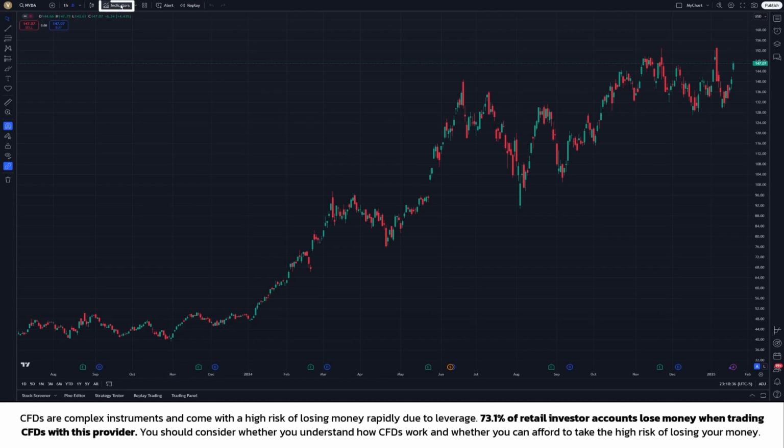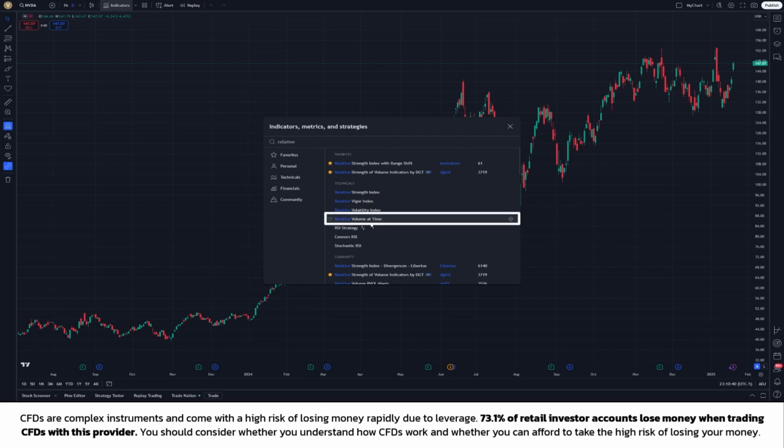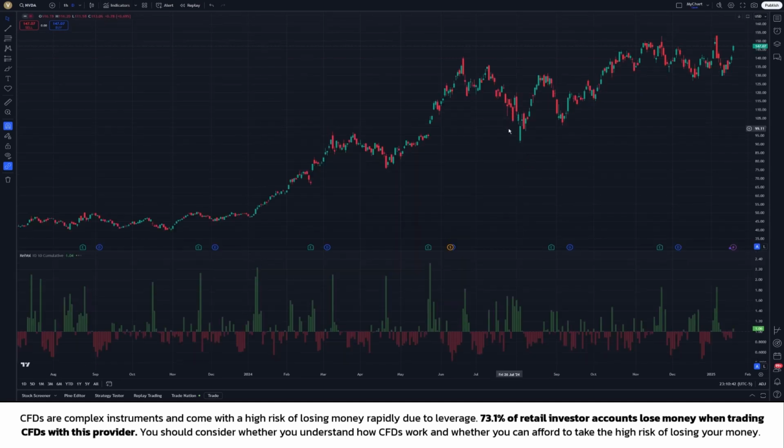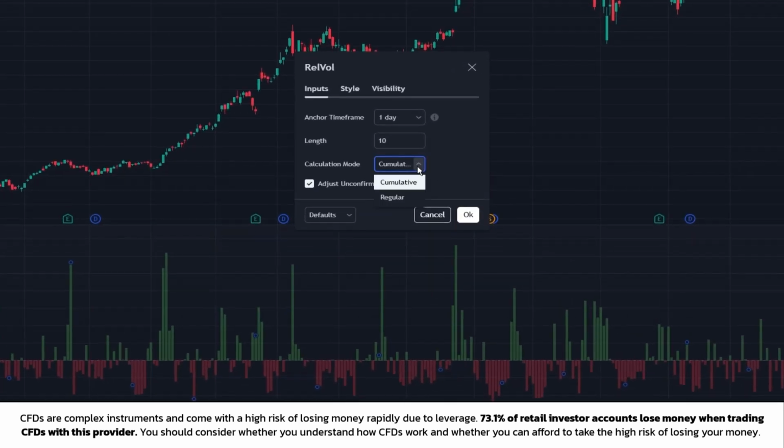You can add the indicator to your TradingView chart by navigating to the Indicators menu and searching for it. The indicator works by calculating the ratio of current volume to the historical average volume for corresponding time points. This calculation is flexible, with traders able to choose between cumulative mode, which tracks the total volume accumulated from the start of the period, and regular mode, which focuses on individual bar volumes.